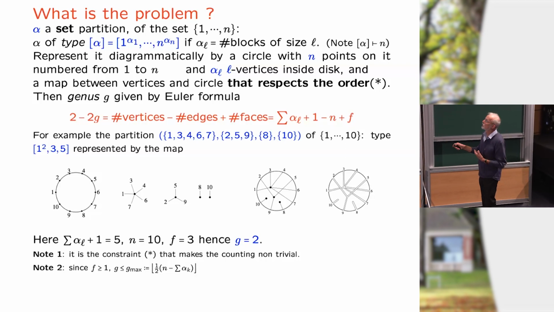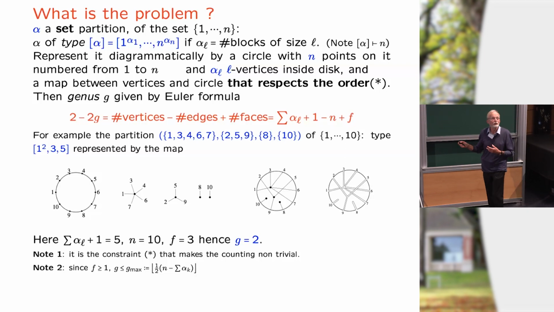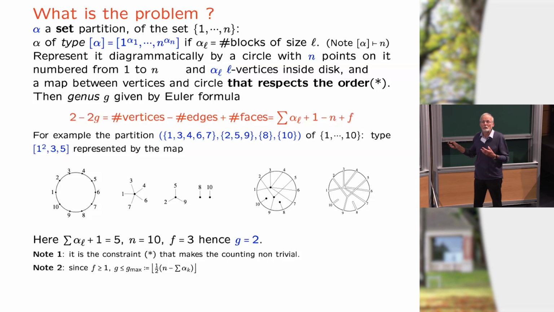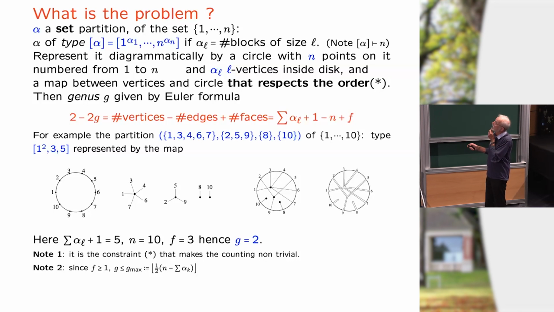And now I claim that to such a diagram, a map with that constraint, you may associate a genus. This is not a new idea, it's an old idea. I don't even know who was the first to make this observation. Myself, I'm quoting Walsh and Lehmann at the beginning of the 70s, but it may be even earlier. Anyway, the formula is here. It is just a rephrasing of Euler's formula for the genus of a surface.